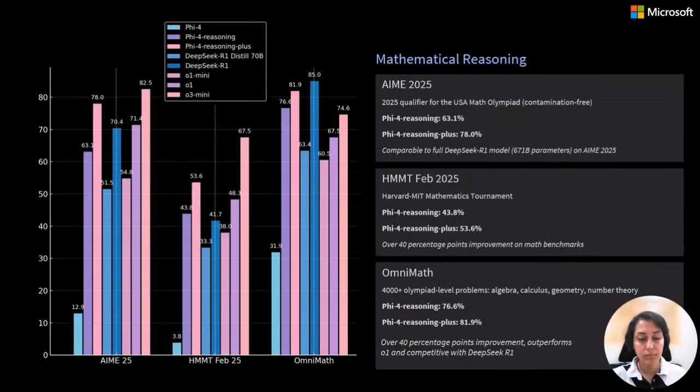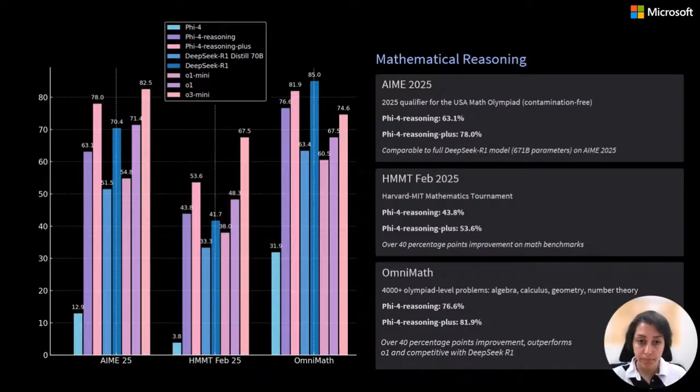Now, the most popular benchmarks that are evaluated for the reasoning models are mathematical reasoning. And on that front, the first one is AIME 2025, which is a qualifier for the USA Math Olympiad. And this exam is actually contamination-free because it came out after we had already gathered our data sets and trained our models. And as you can see, we actually have performance on this benchmark that is comparable to the full DeepSeek R1 model, which has over 50 times more parameters compared to Phi-4 reasoning models.